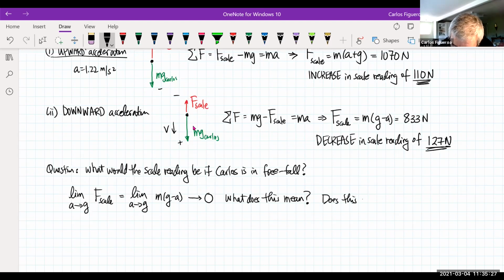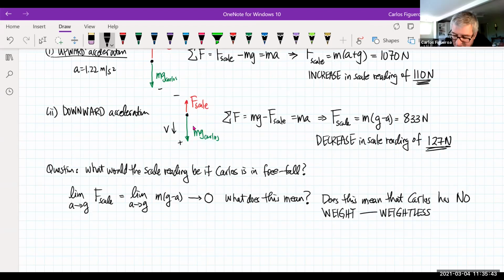Does this mean that Carlos has no weight? That's what we term weightless. Am I weightless because the scale reading suddenly reads 0? In other words, maybe the more appropriate question: did Carlos lose all his mass? And the answer is no. It's not that he lost all his mass, it's just that the scale reading is 0.